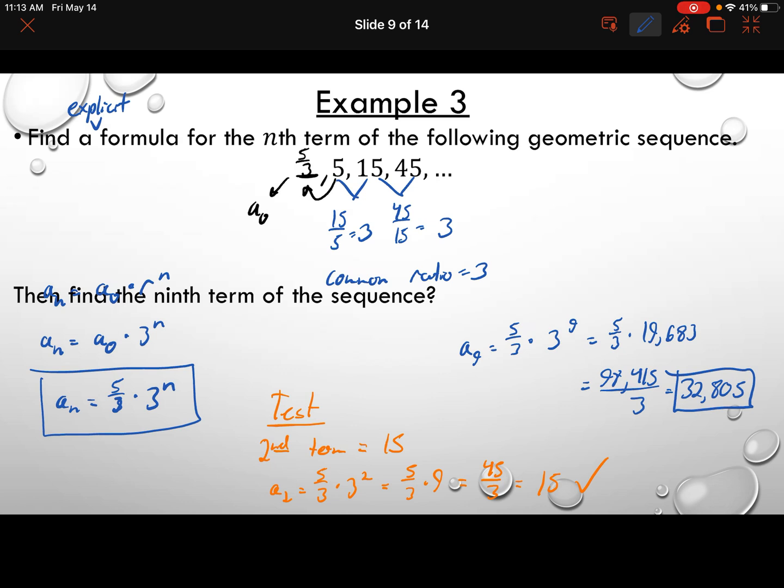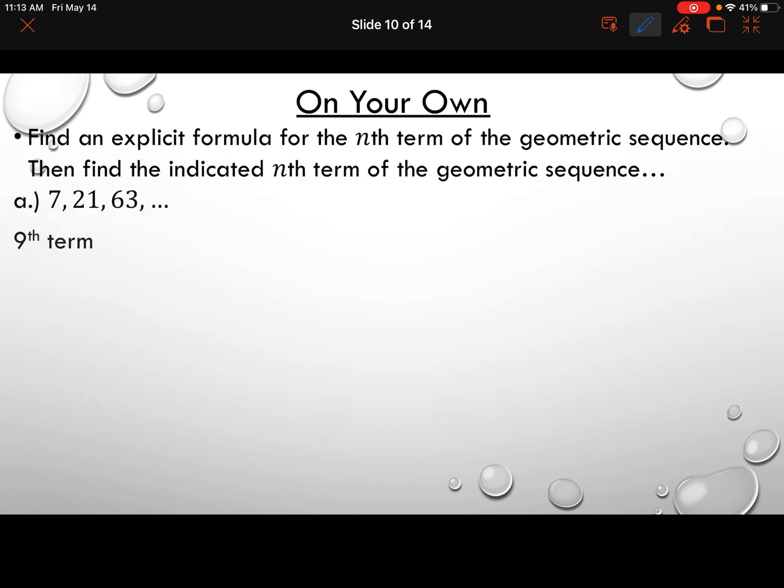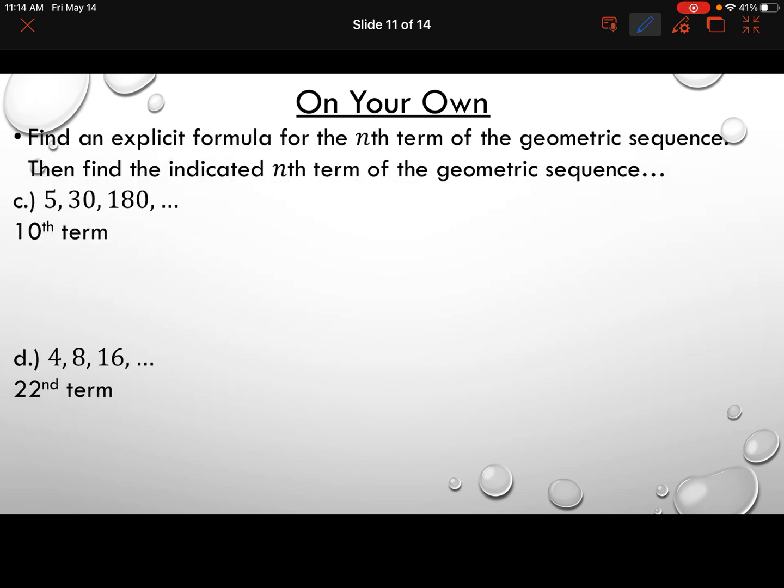Okay, so that was it for this lesson. The rest will be on your own problems. So here's your first set. Okay, so find the explicit formula for the sequence. So find the explicit formula and then find the indicated term. So for part A, you find the explicit formula, find the 9th term after that. Part B, find the explicit formula, find the 7th term after that. And then part C and D, the same thing. Okay, so this is basically just more a chance to do example 3, a problem like example 3 on your own.